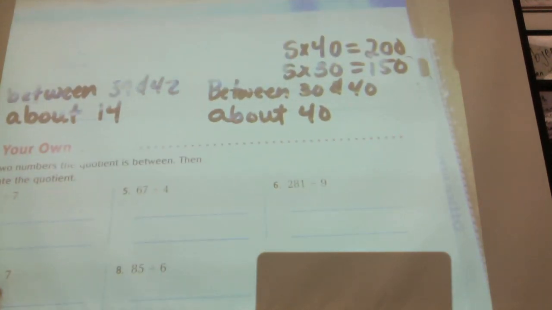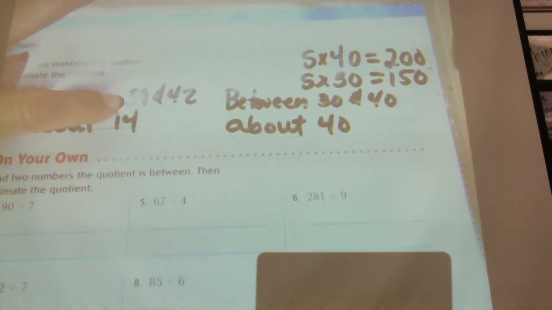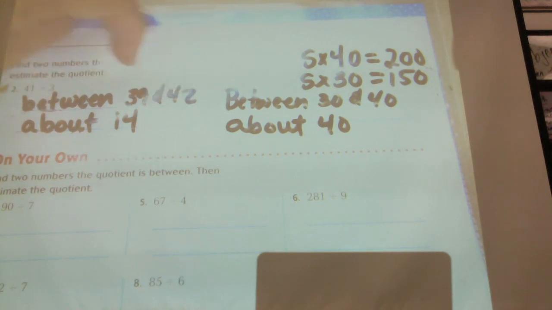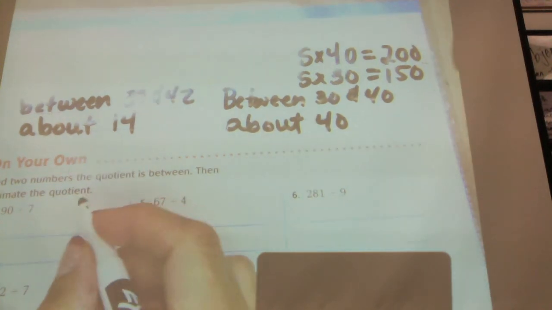Okay. So on your own, find 2 numbers the quotient is between, then estimate the quotient. This is what you're looking for. It's between 2 numbers, between 39 and 42, for example, and then about. What number did you multiply to get that? So I want you to try number 4 on your own.